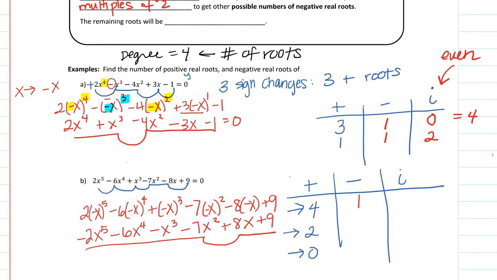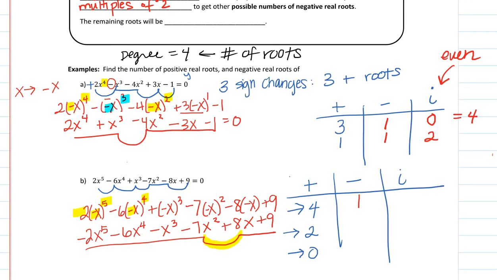So then I plugged in negative x for x, and we had some things change, right? Remember, if it's an odd exponent, the negative is going to basically come out. If it's an even exponent, then the negative is just going to disappear because it cancels. So when I did that, I got negative 2x to the fifth minus 6x to the fourth minus x cubed minus 7x squared plus 8x plus 9. So we get like 4 negatives in a row. Then it switches to a positive. So we had one sign change right here, and then it stayed positive. So there was only one possible negative root.